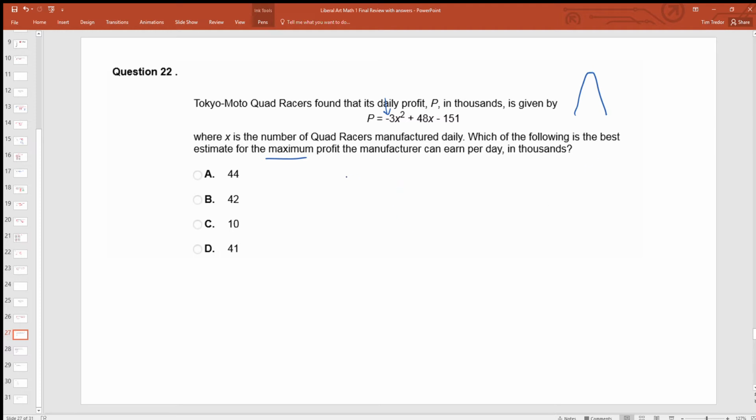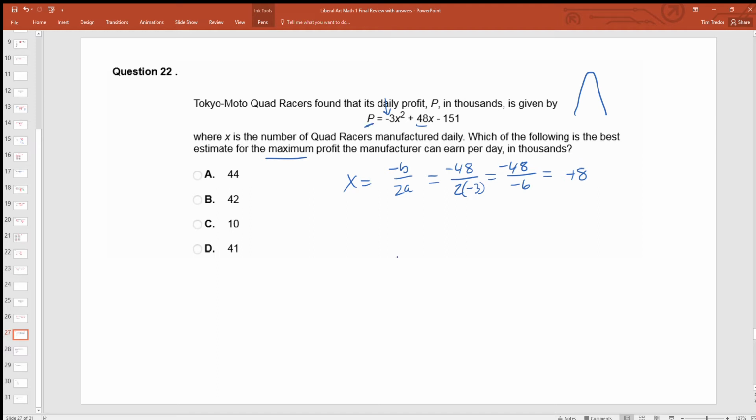So for the vertex, we're going to use x equals negative b over 2a, and here b is 48 and a is negative 3, so 2 times negative 3, which would be 48 over negative 6. Which equals negative 8. Oh, I'm sorry, negative b. So this would be positive 8. And if this were a really tricky problem, they would give you 8 as an answer choice. But it's not the x value that I want.